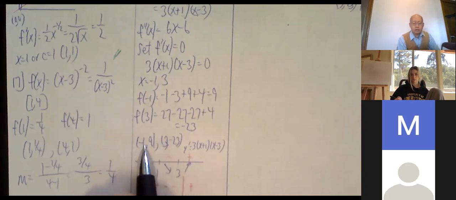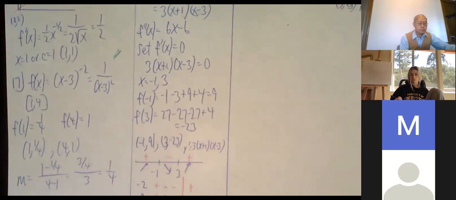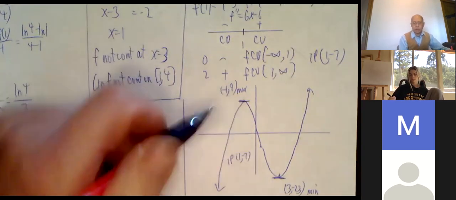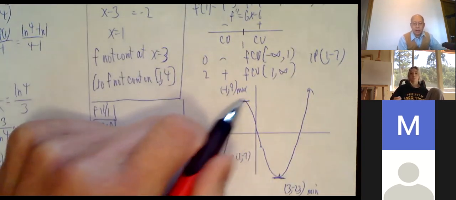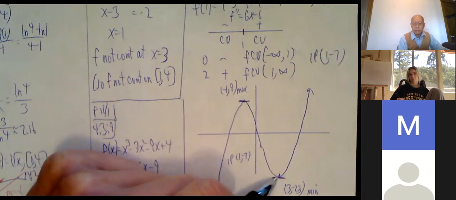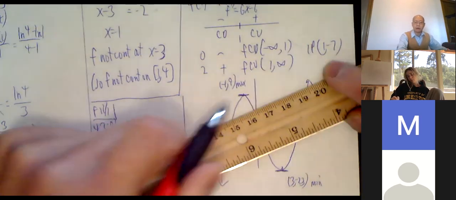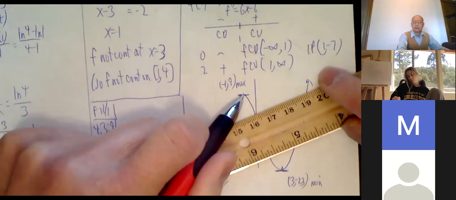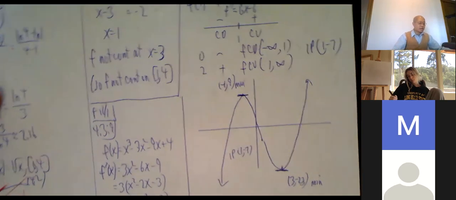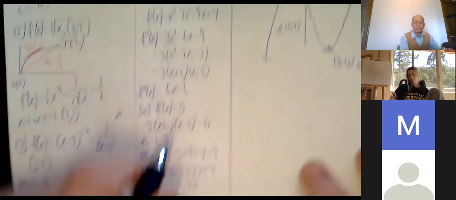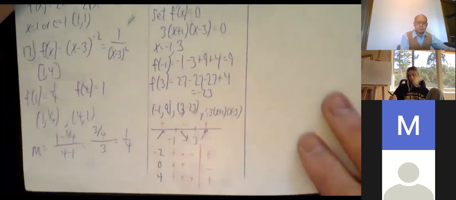I have horizontal tangents there. Okay, now we don't know the graph yet, but -1, comma, 9, horizontal tangent. 3, comma, -23, horizontal tangent. I've already given away the graph, but pretend you don't know that right now. All you have is that and that. So how do we know if we have a maximum or minimum?